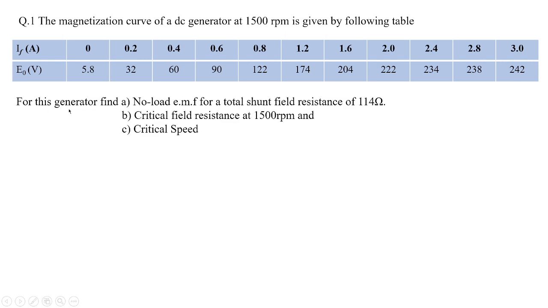For this generator, we need to find the no load EMF for a total shunt field resistance of 114 ohms, the critical field resistance at 1500 rpm, and the critical speed. This is the data which is given, and we need to find out the parameters: critical resistance, critical speed, and no load EMF. From Electrical Technology by B.L. Thareja, you can find these kinds of problems.